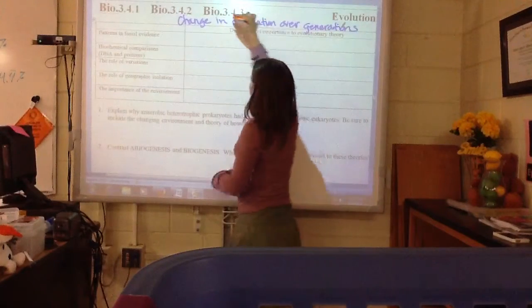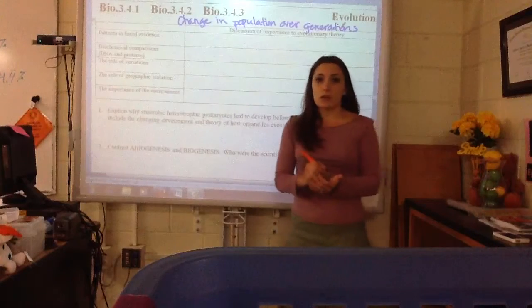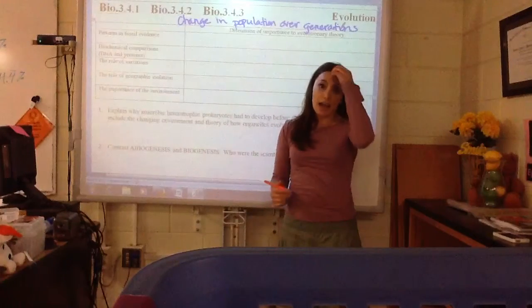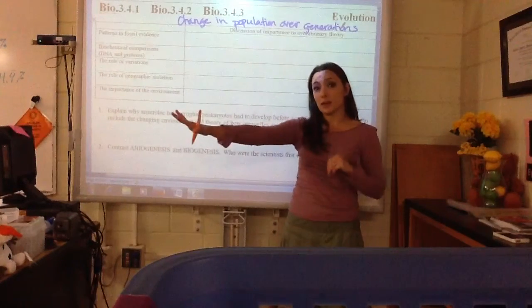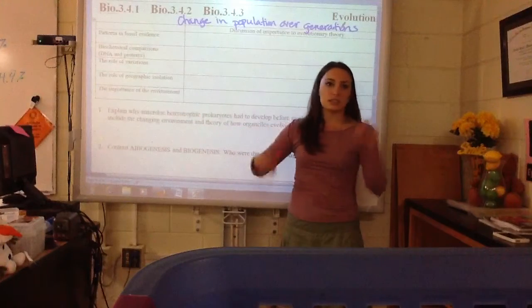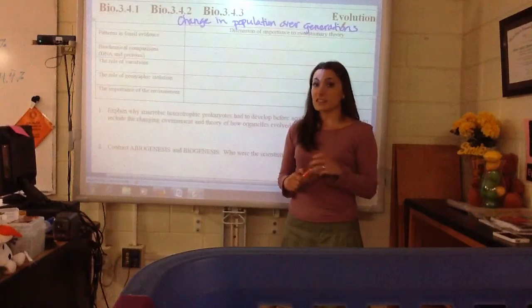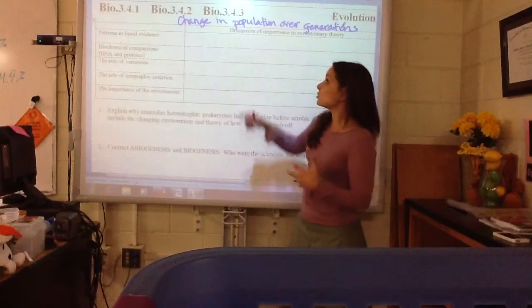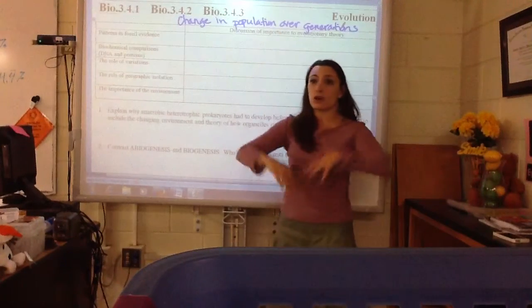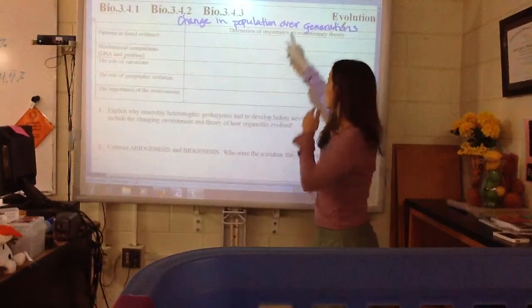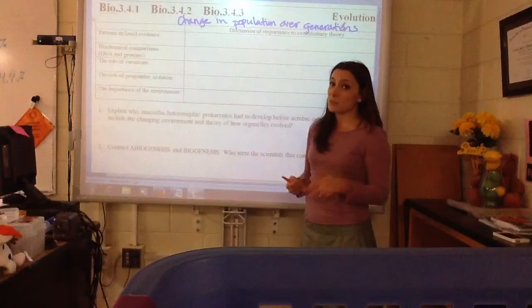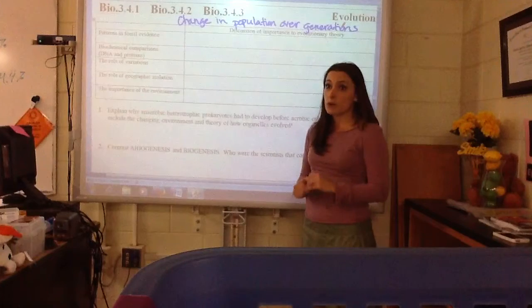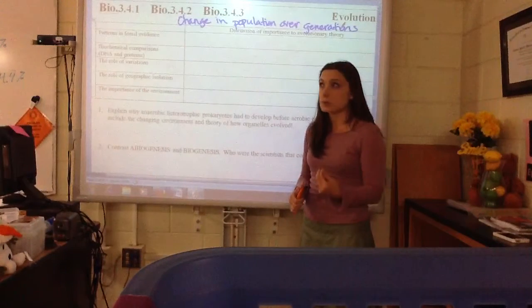An individual cannot evolve. A single organism cannot evolve. So if I have a bacteria and I put an antibiotic on it, that bacteria does not evolve. If I have an insect and I spray a pesticide on it, that insect does not evolve. It's changes in the population or a group of organisms over generations. And this means that one of the most important things is going to be your ability to reproduce.